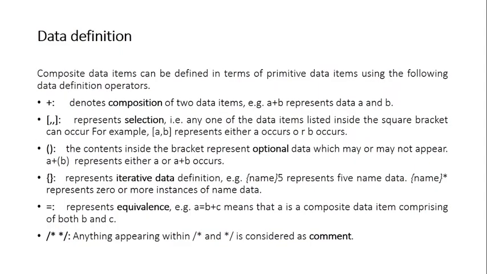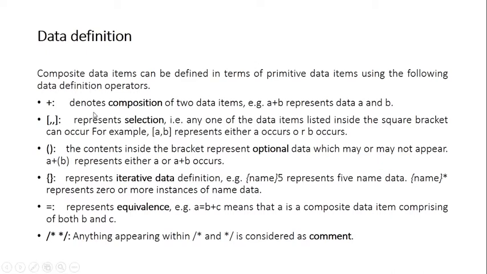Now, data definition. I've told you that we use certain operators which form a standard terminology. So a few of the operators being used here: the first operator is the composition operator. The plus sign indicates composition of two data items. So A + B means it represents data A and B. It is composed of A and B. It's not addition, remember, it's composition. It comprises A and B data.